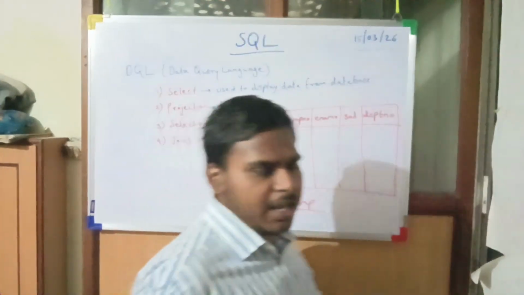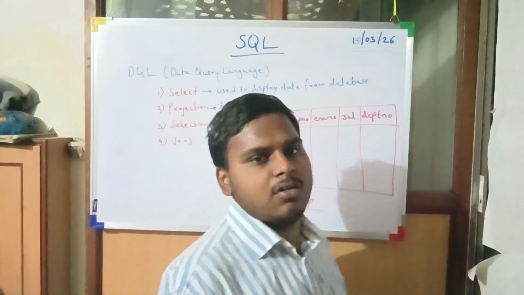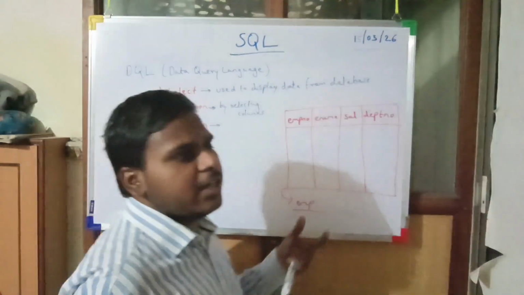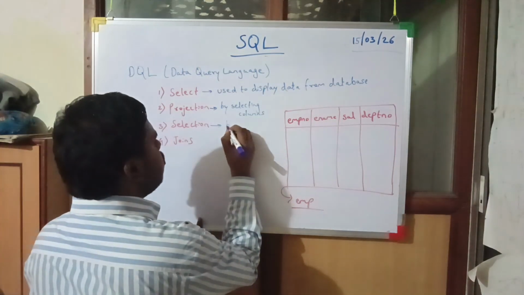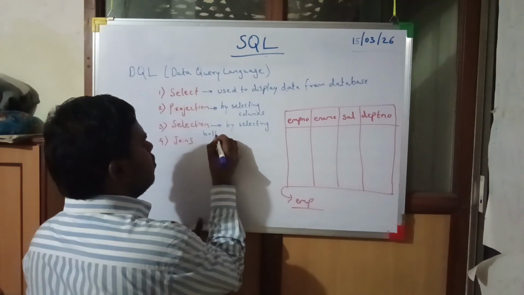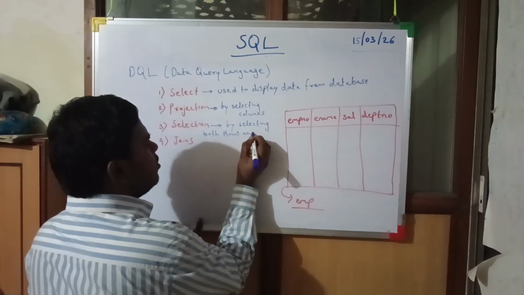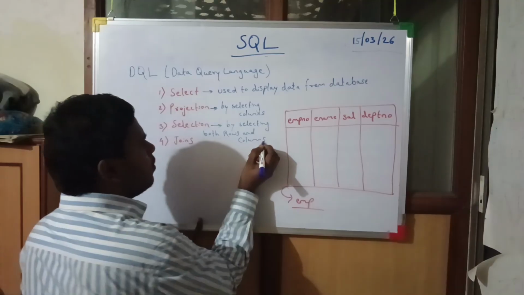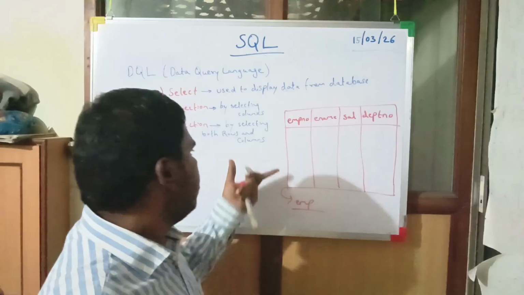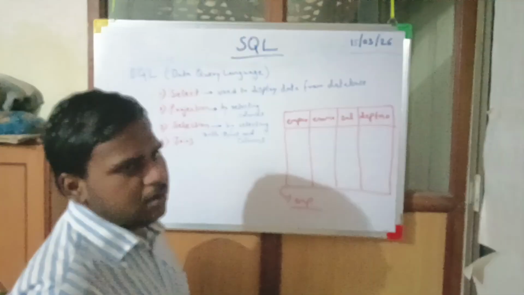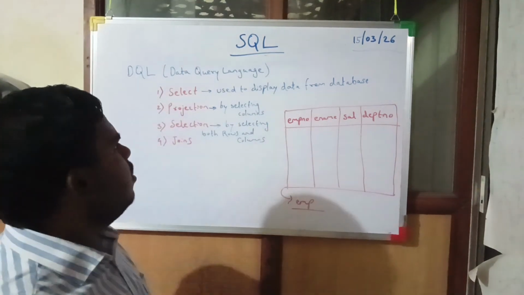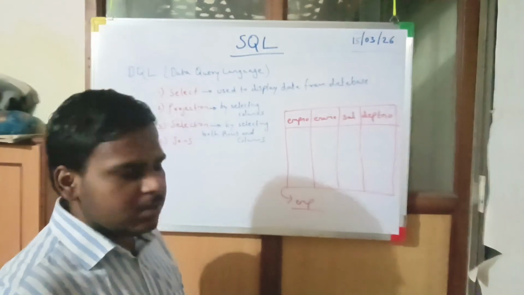Listen carefully. Selection means it is used to display the data from the database by selecting both rows and columns. Selection means displaying the data from the table present in the database by selecting both rows and columns. Projection means selecting only columns. Select is used to display the data from the database.